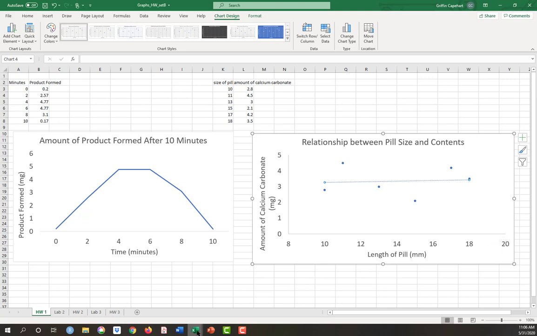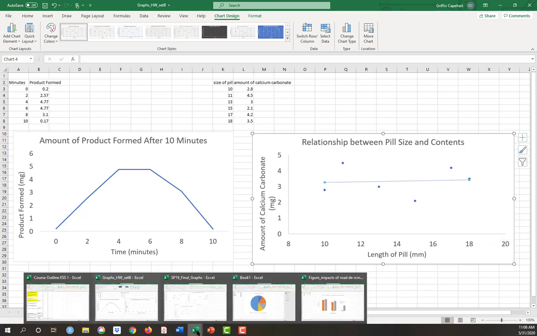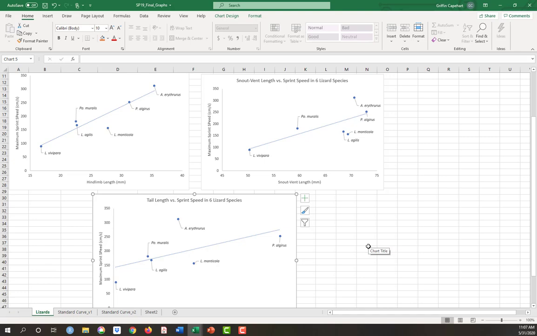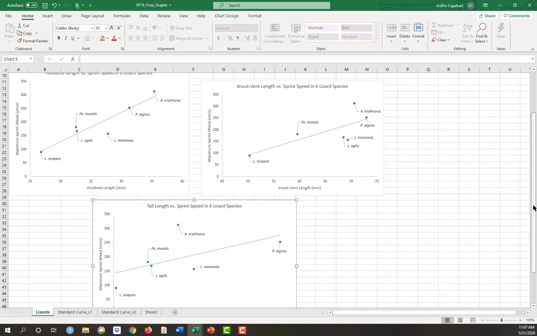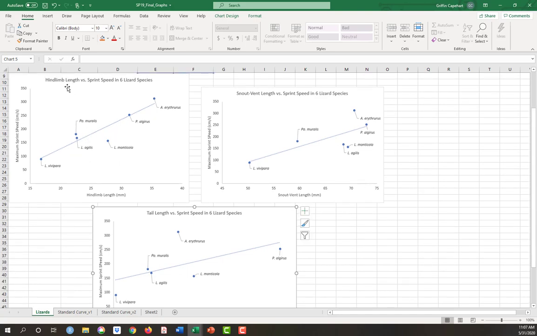So let's look at some different line graphs and what positive correlation looks like. In these graphs, I've taken various different body measurements of some different lizard species and compared them to their sprint speed. So in this top left, we have hind limb length versus sprint speed. This one has snout vent, which is a way we measure the length of a lizard. It's basically the length of the lizard minus its tail, whereas here is just the tail length. This is the tail length versus the sprint speed.